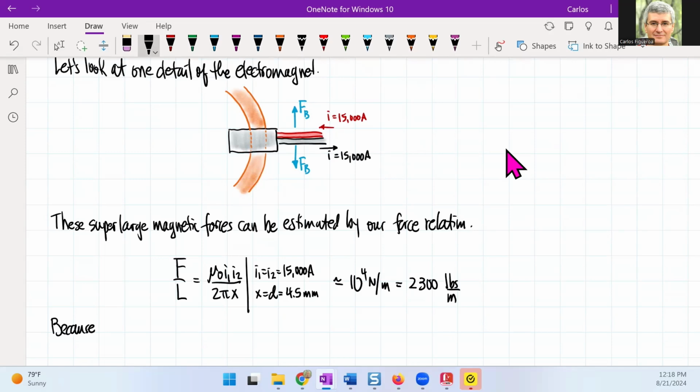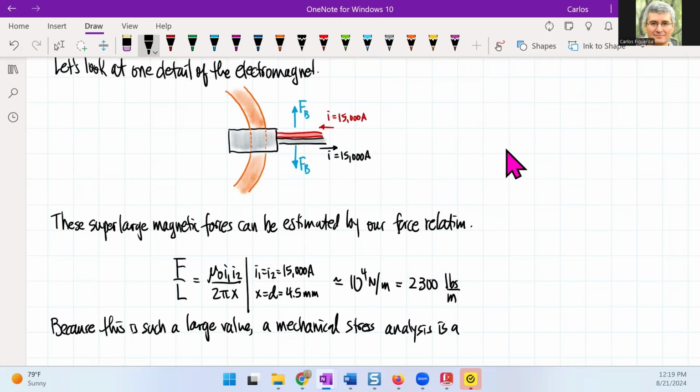Because this is such a large value, a mechanical stress analysis is a crucial part of the design process for the magnets.